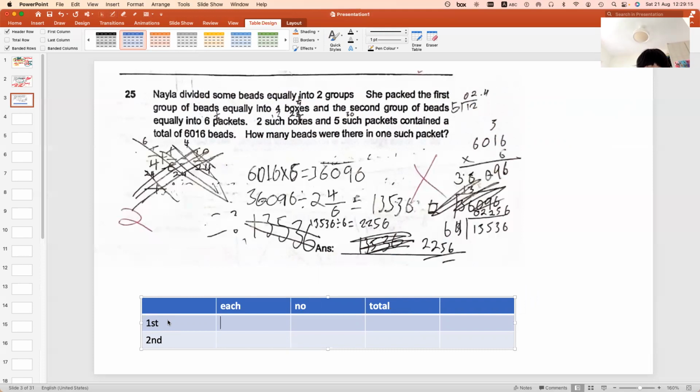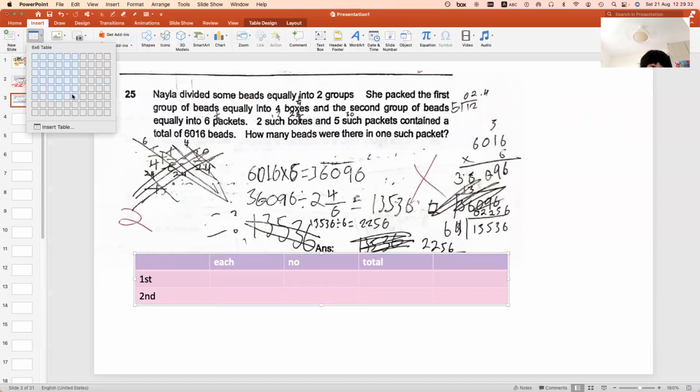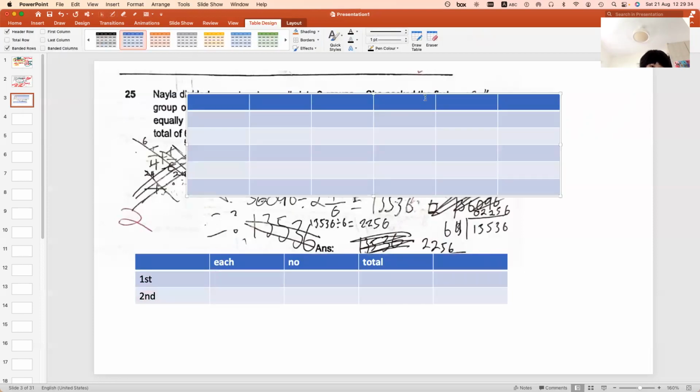Good. And then what it says, so she packed the first group of bits equally into 4 boxes. Second group bits into 4 packets. So the first group, you have what? Okay, looks like I need to use more. I need to create a bigger table. Okay, let me just create a bigger table.